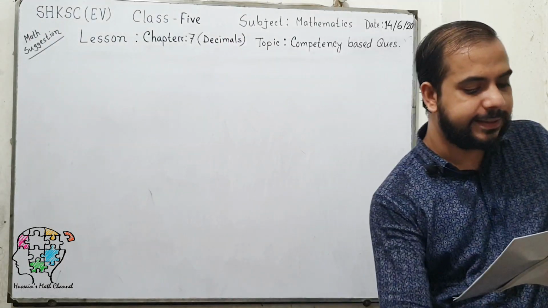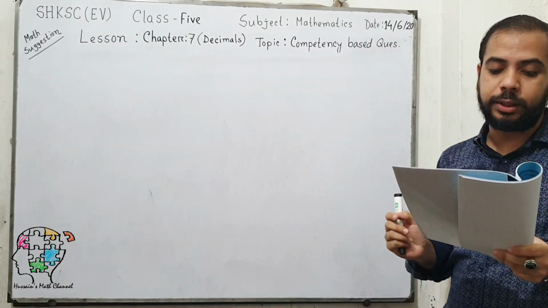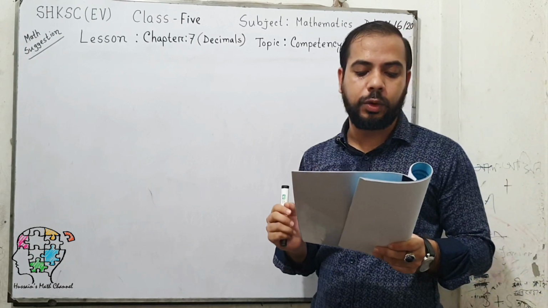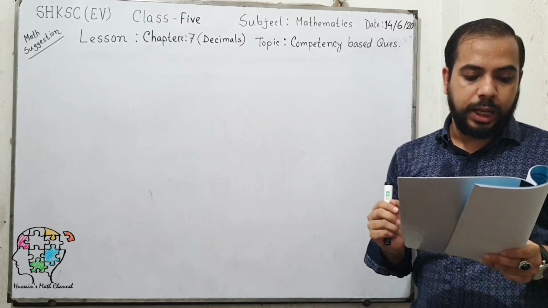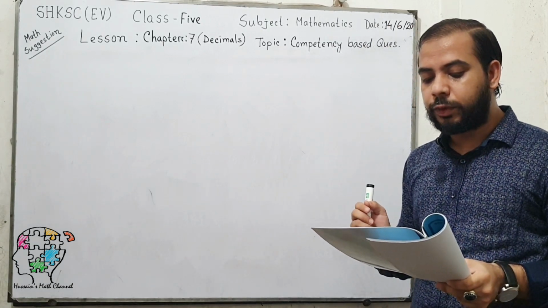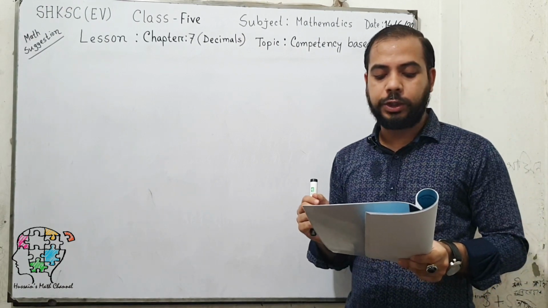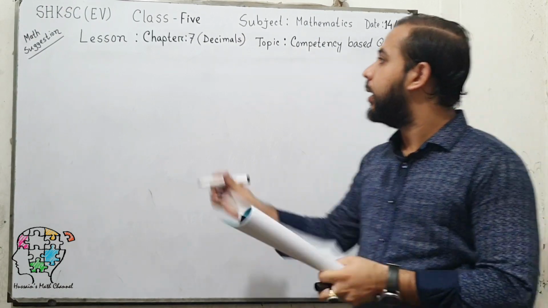Question number 6 says a car can cover 42.5 km per hour. That means in 1 hour the car can go 42.5 km. Now question A asks how many meters is equal to 42.5 km. How many meters is equal to 42.5 kilometers?